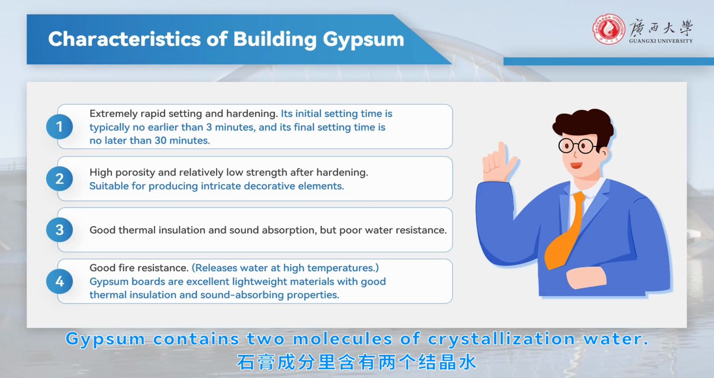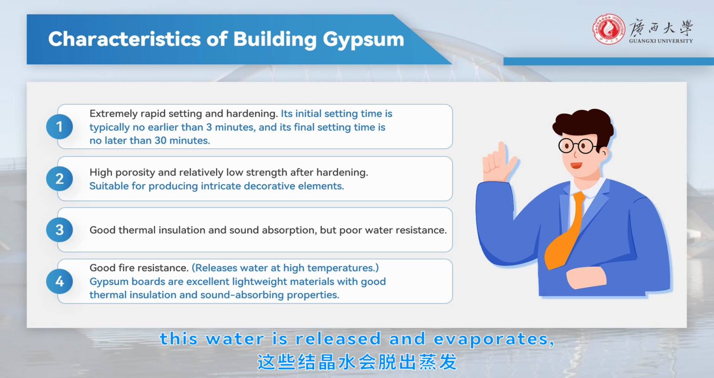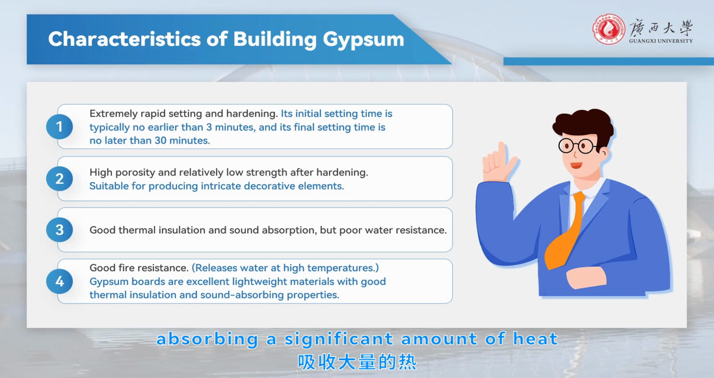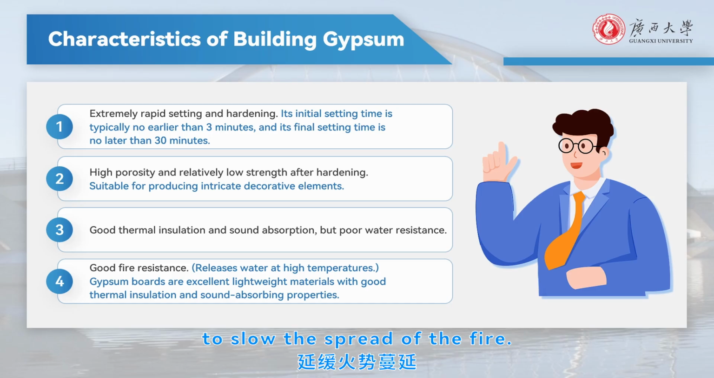Gypsum contains 2 molecules of crystallization water. When exposed to high temperatures during a fire, this water is released and evaporates, absorbing a significant amount of heat and acting like a built-in fire extinguisher to slow the spread of the fire.